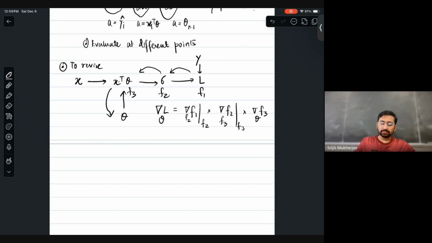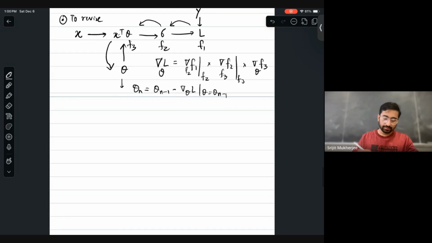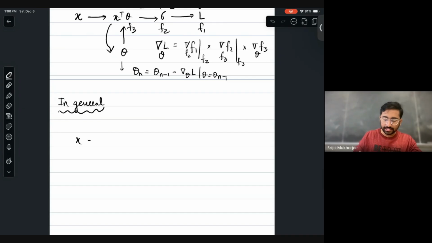Now once you find this, then you can update the theta. Then you update, okay, theta n is equal to theta n minus 1 minus this del L of theta at theta n minus 1. So this is step by step, because in deep neural networks there are a lot of layers. So let's say there are hundreds of layers. So you have to have an iterative algorithm to calculate this. So in general, let's say it's like this: x, f1, there can be theta 1.